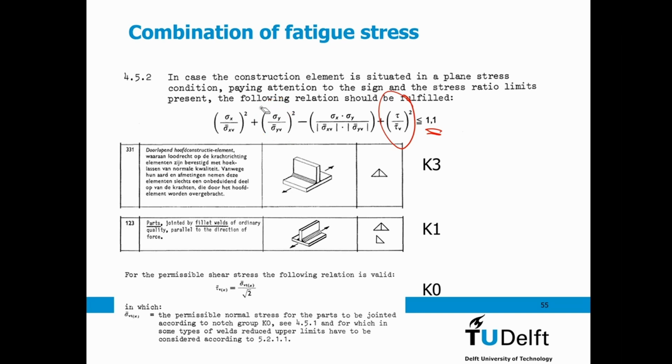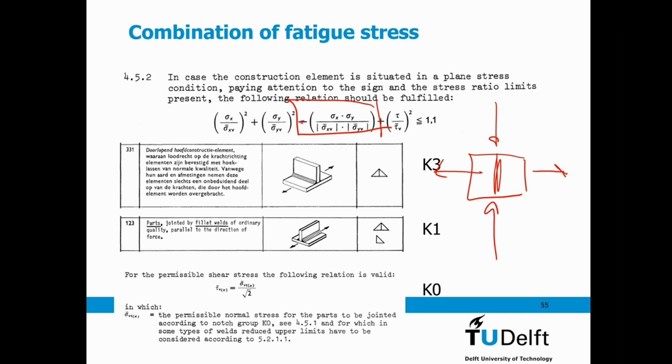One odd thing of these lifting appliances standards is that if I have a situation where I have, let's say, a tension stress in this direction and a compression stress in that direction, I make things worse. Then this minus sign is different from that one, and this one becomes a plus. And so then I get the damage of one plus the damage of the other.